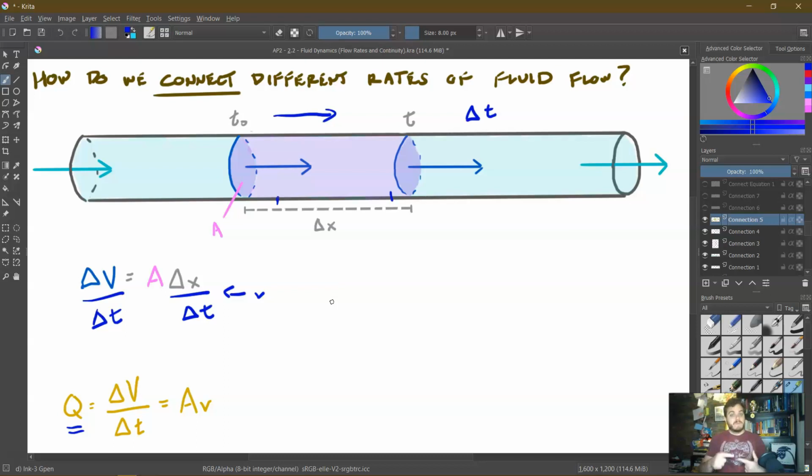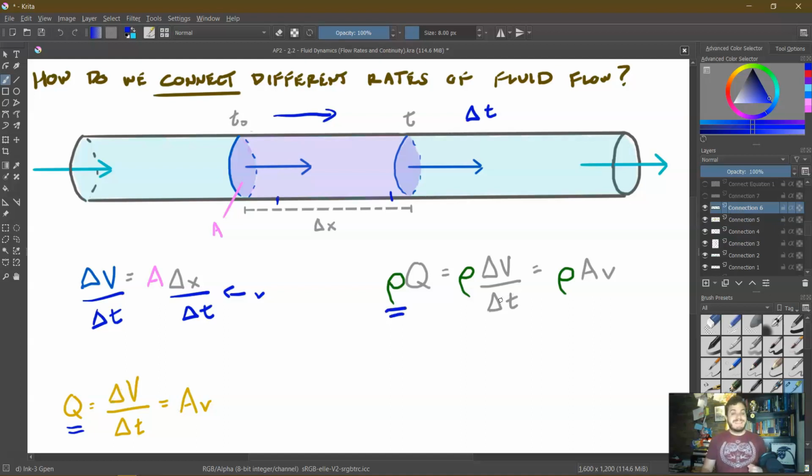So that connects fluid velocity and volumetric flow rate, but how exactly do we get mass flow rate in here too? Well, let's go ahead and multiply every piece of this equation by the density, which we abbreviate, remember, with a rho.